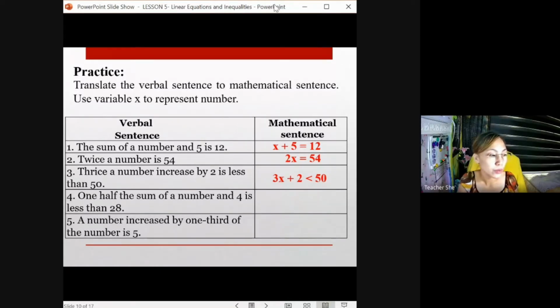Next, number 4. One half the sum of a number and 4 is less than 28. The correct answer is 1/2 with parentheses, x plus 4, is less than 28. Number 5. A number increased by 1/3 of the number is 5. A number is x, and increased means addition, by 1/3 of the number, so 1/3 x again, then is equal to 5. So that is x plus 1/3 x equals 5.